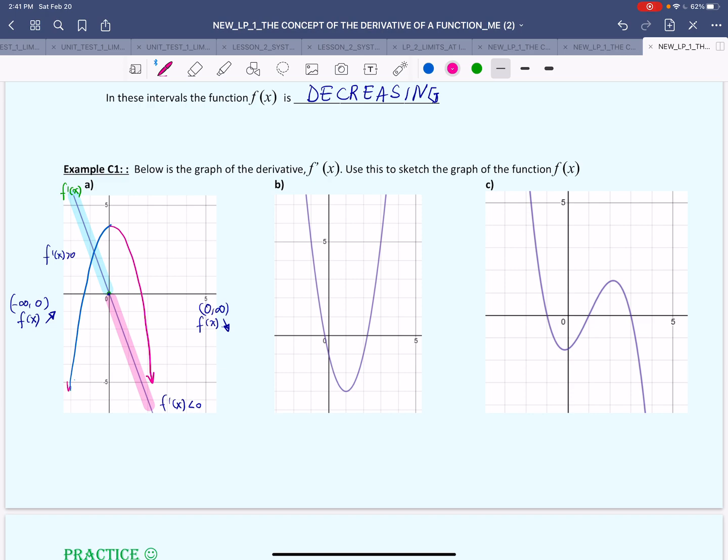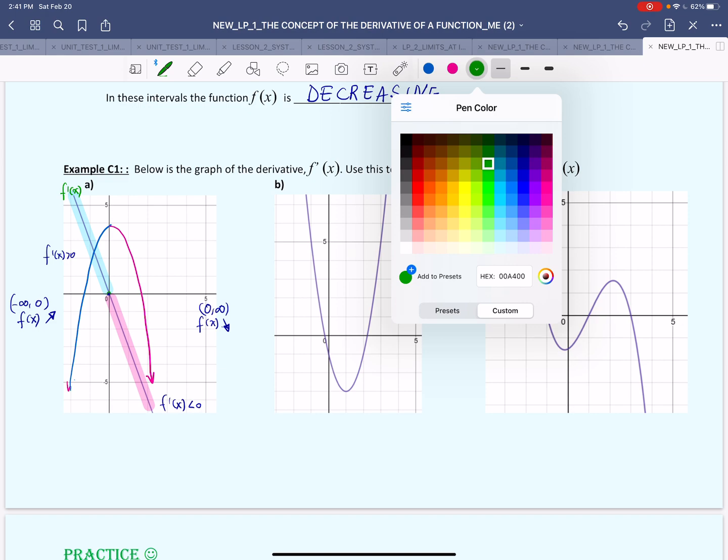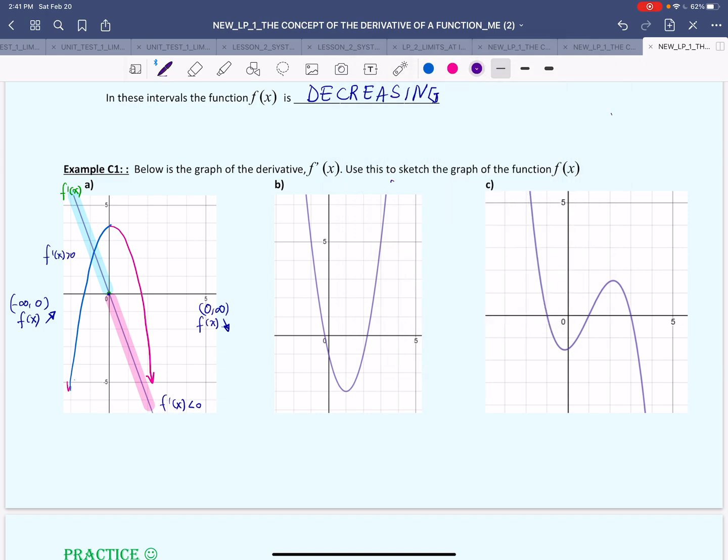So the next one is f prime of x. This time f prime of x is in parabolic form. So a few things we need to point at: the x-intercepts, and the function will have turning points. Then we have to identify where the derivative is positive and negative. So here we go, here we have the derivative.